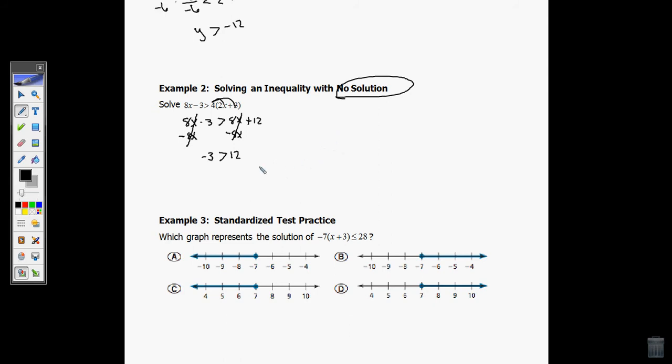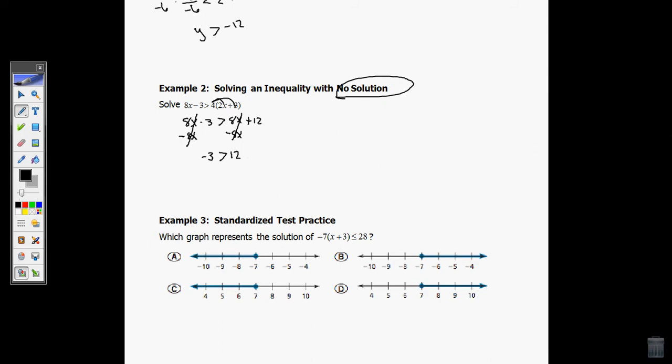If, however, the statement would have been true, like this said that 14 is greater than 12, that would have said the exact opposite. It would have meant that every single number is a solution, that all numbers are solutions. All right, so we have these new ideas of no solution and infinitely many or all solutions. And we saw the same thing with equations. It's just a little bit different with the inequalities.